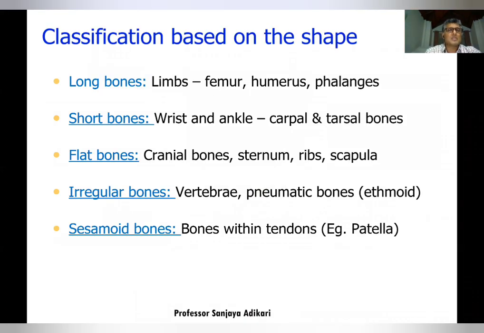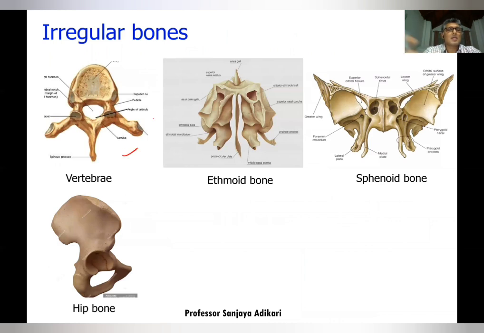Then irregular bones. Examples of irregular bones are vertebrae, because they have different projections here and there. Then you have the ethmoid bone and the sphenoid bone in the skull. Even the hip bone in the pelvis is an irregular bone. Bones like the ethmoid, sphenoid, and even the maxilla are called pneumatic bones. Pneumatic bones are well known to be irregular. Pneumatic bones means bones with air cells inside.